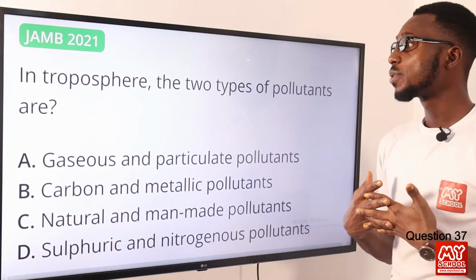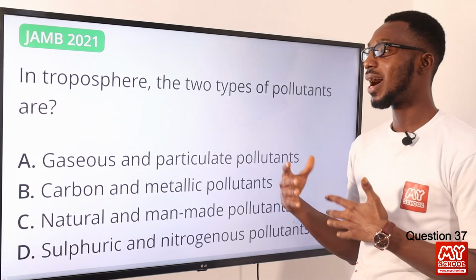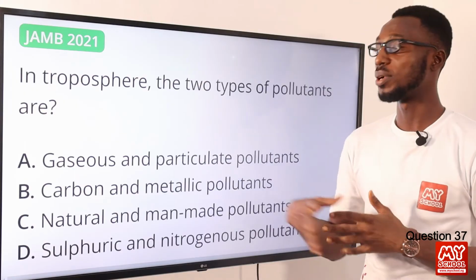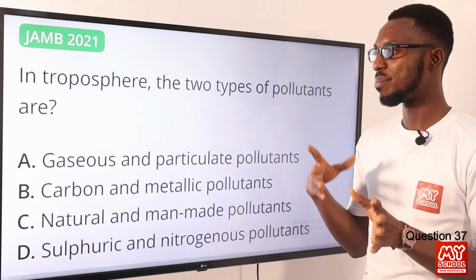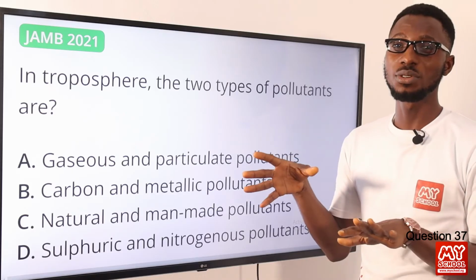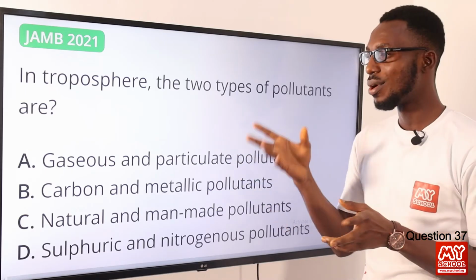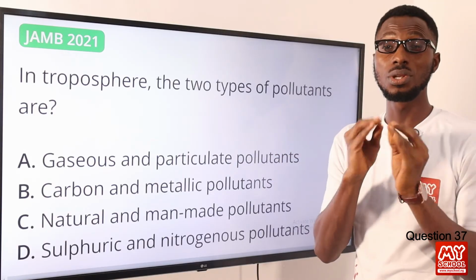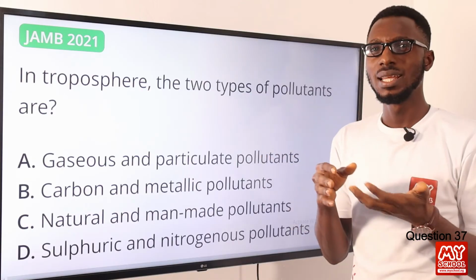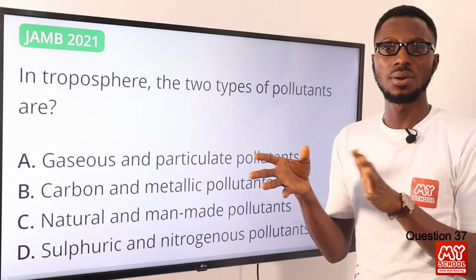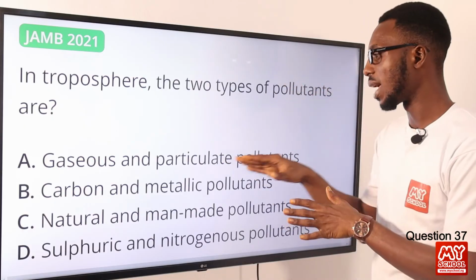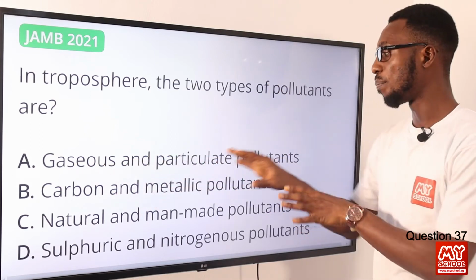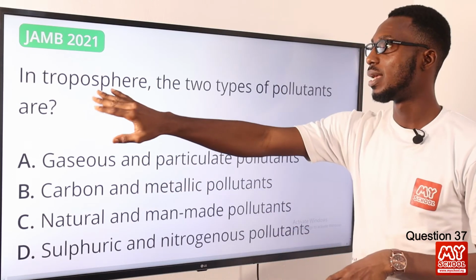37. In the troposphere, the two types of pollutants are the gaseous and the particulate pollutants. Gaseous pollutants include oxides of nitrogen, oxides of sulfur, some hydrocarbons, ozone, and the like. When you talk about particulate matter, you are looking at minute liquid droplets or solid particles that are suspended in the air, something like bacteria, fungi, smoke. Those are examples of particulate pollutants. So the gaseous and the particulate pollutants are the major pollutants in this sphere.